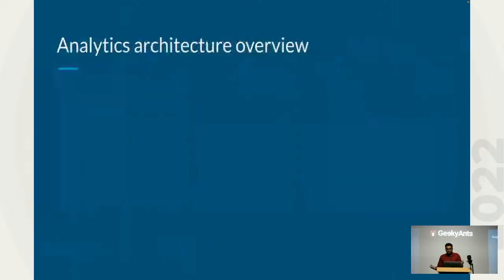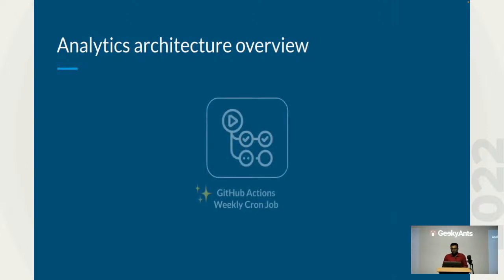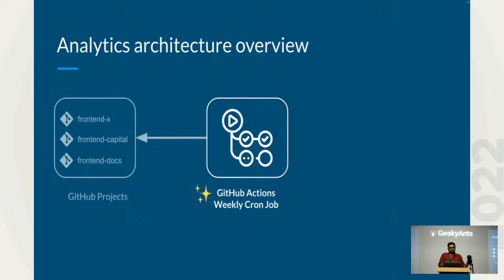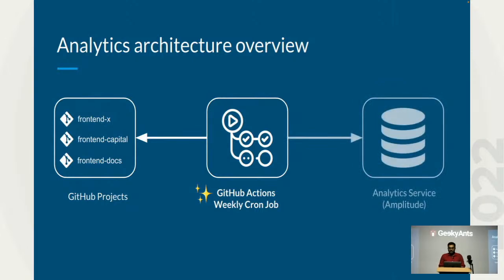But sure, all of this data seems nice. It's not like I'm sitting there and calculating how many people are using the button. We need some way to automate all of it. So we did that with GitHub Actions. So we had a weekly cron job running, which essentially takes all the front end projects at Razorpay, does some magic on them, figures out what data it needs, and sends it to an analytics service, which in our case was Amplitude.